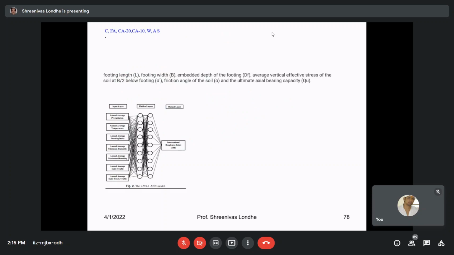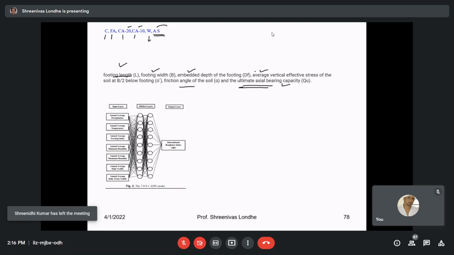Likewise, you can develop a model using cement, fly ash, coarse sand with 20%, 10 mm size of coarse aggregate, then the water ratio, and you can model it for compressive strength and so on. Again, the third example: footing length, footing width, embedded depth of the footing, average vertical effective stress of the soil, B by L ratio, and you can consider the friction angle here. All these will be the inputs, and the final output will be the bearing capacity. You can develop your neural network for this. Typically, these are examples from the civil engineering field.